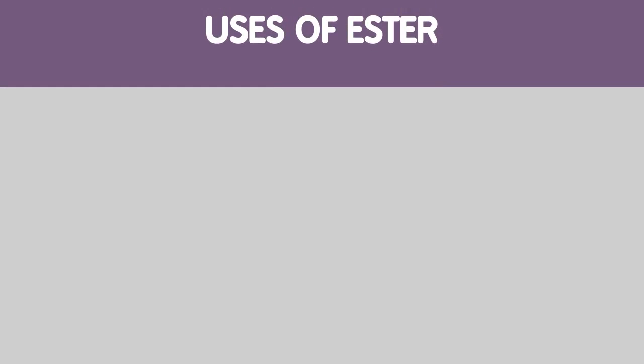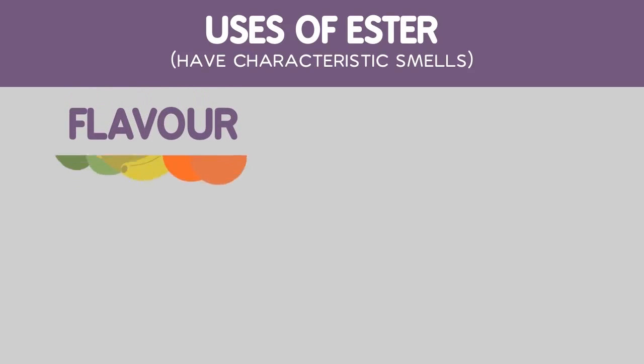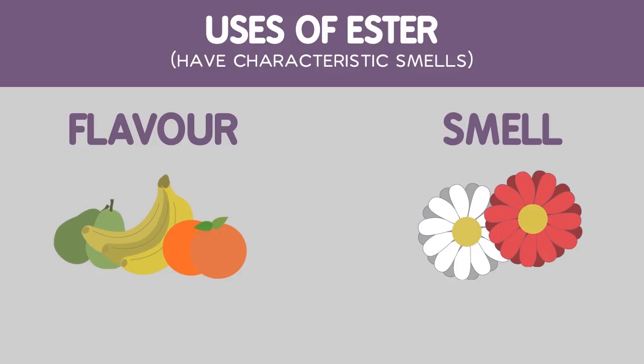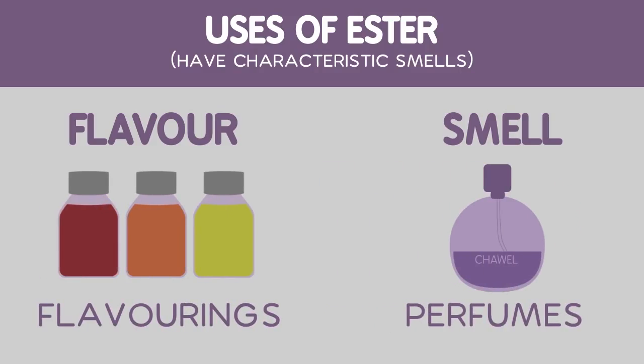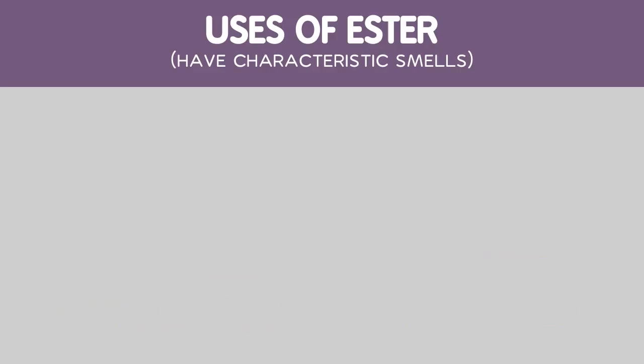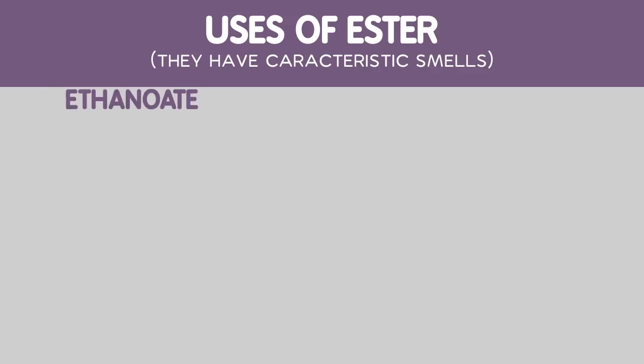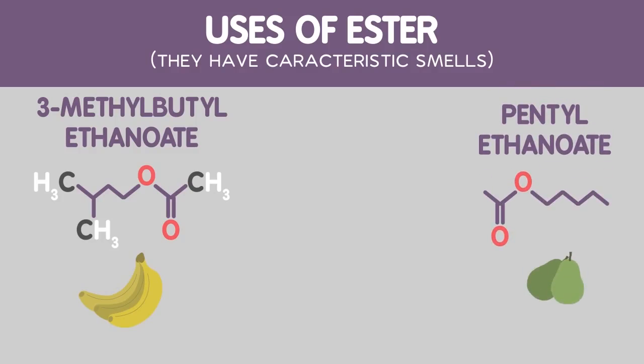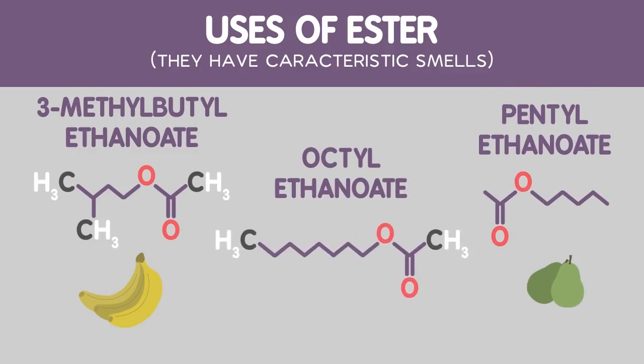Now, let's take a look at what esters are actually used for. Esters have characteristic smells and are responsible for the flavor of foods and smell of flowers. They are therefore useful as flavorings and perfumes. Some examples of esters, together with their smells, are 3-methyl-butyl ethanoate, or bananas, pentyl ethanoate, pears, and octyl ethanoate, oranges.